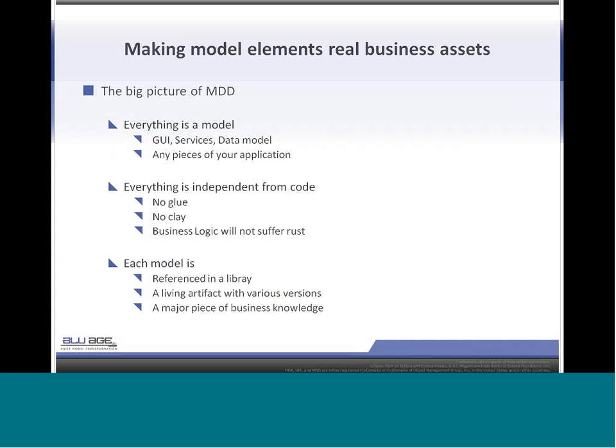So the big picture of MDD is that everything is modeled: the user interface, the services, the data model, any piece of your application will be modeled and designed as a model. And everything is independent from the source code and from the target technology. As you will see in the demonstration, we generate an application using M2 Spring, where the Spring implementation, Spring project, Spring context, all of this is generated automatically from a model that is independent from the technology, and by using some UML diagrams, you can generate the source for this application.